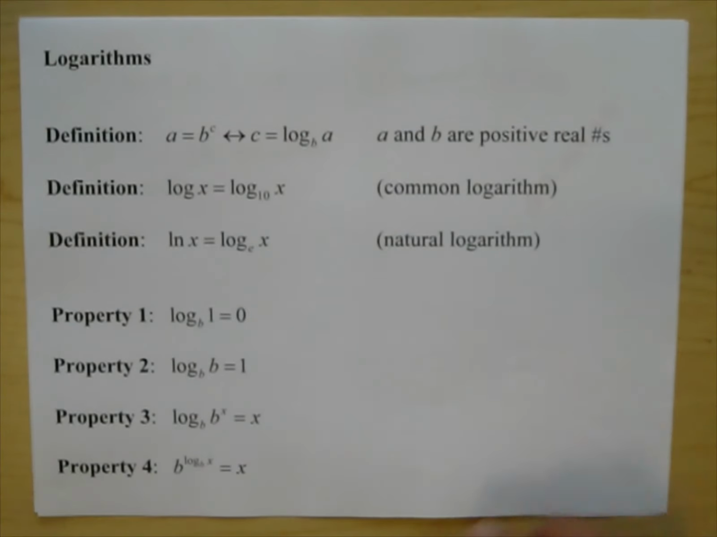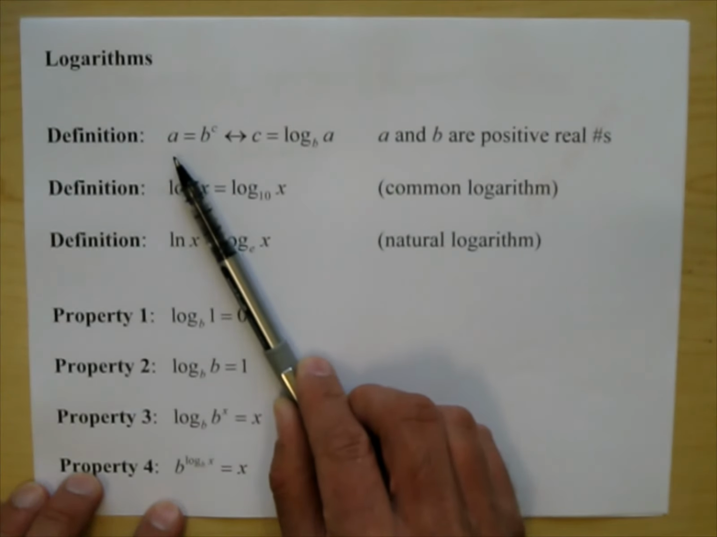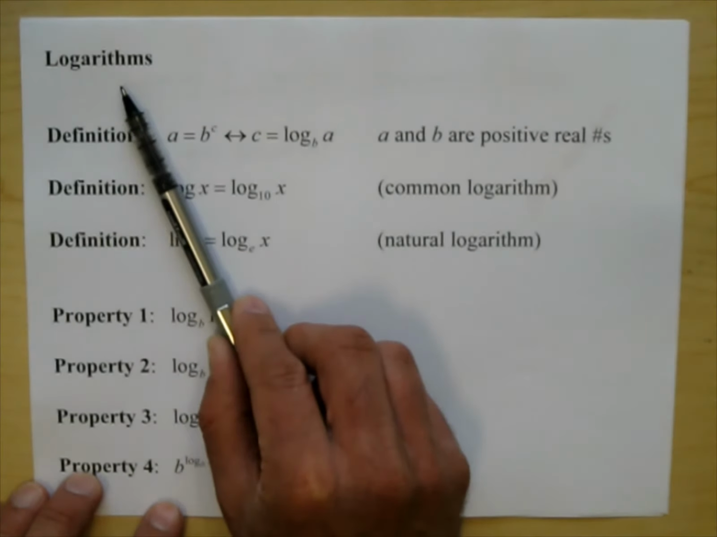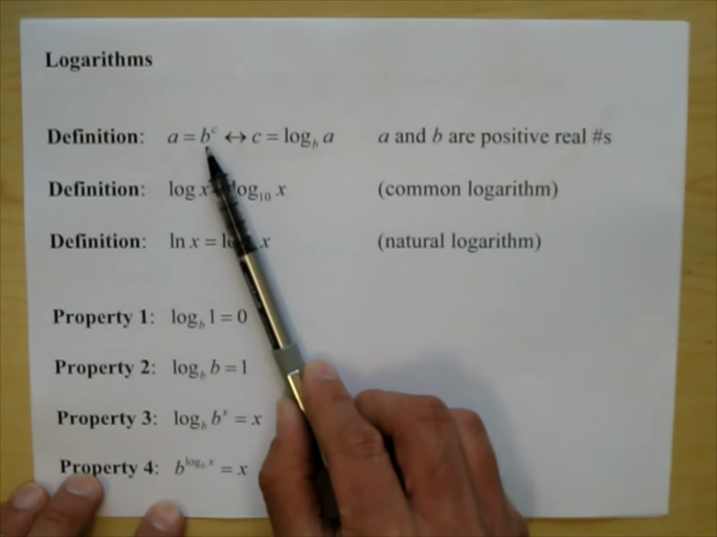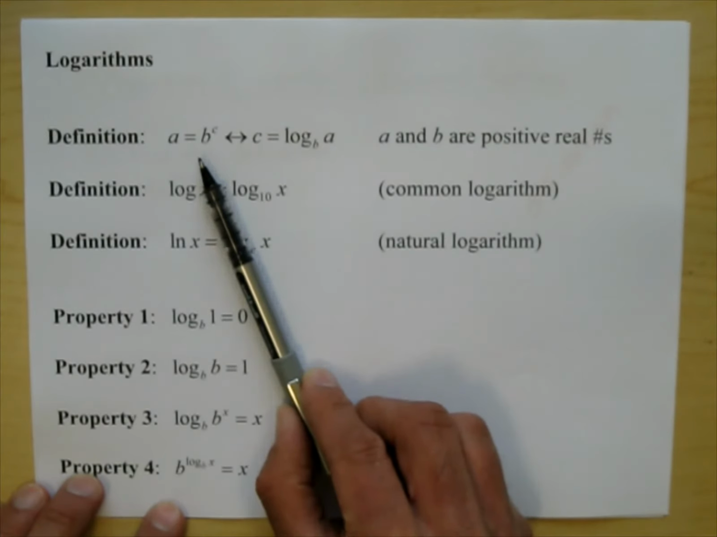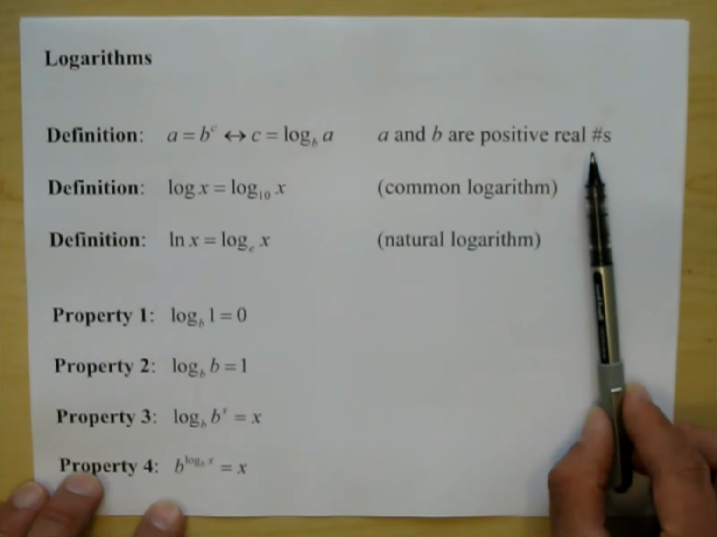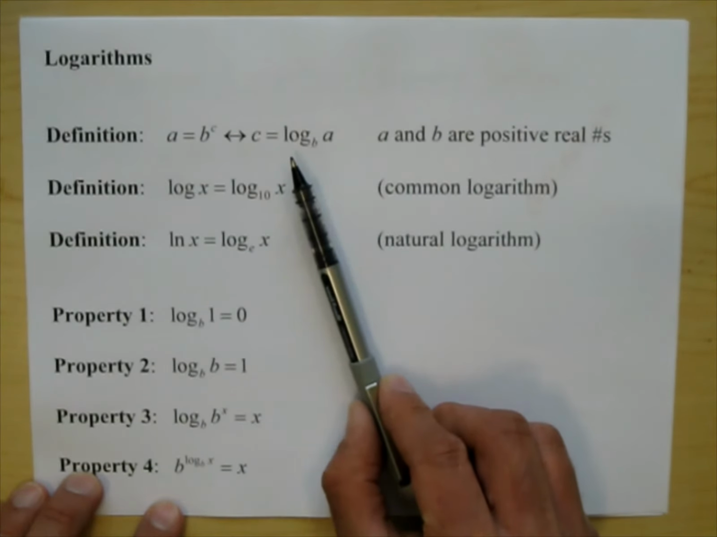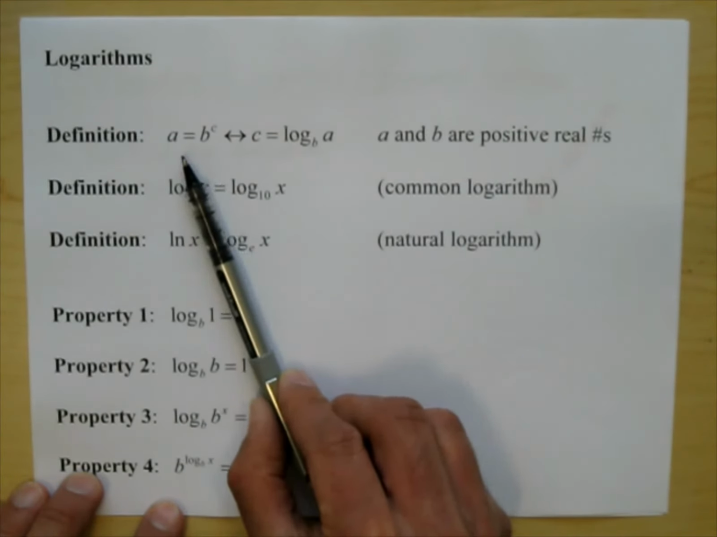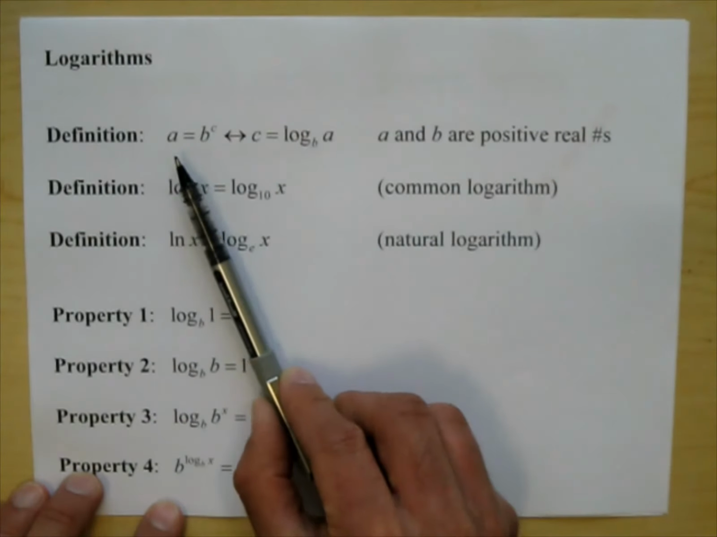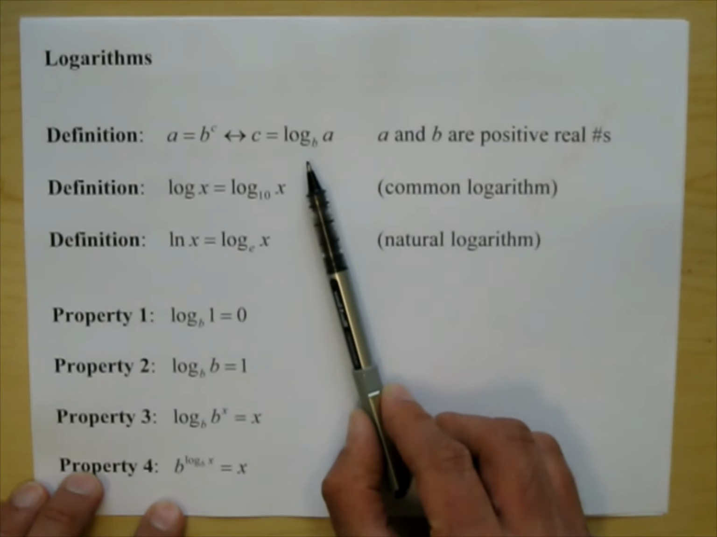So logarithms, the first three things on this sheet are definitions. Definition of a logarithm: all a logarithm is, is an exponent. a equals b to the c. Well, we can rearrange this equation, and logarithms were invented for this. So we can write c equals log base b of a. a and b are positive real numbers. What we have here is just another form. Think of this equation and this equation as the same equation. This right here is Clark Kent. This right here is Superman. Log form. Okay.